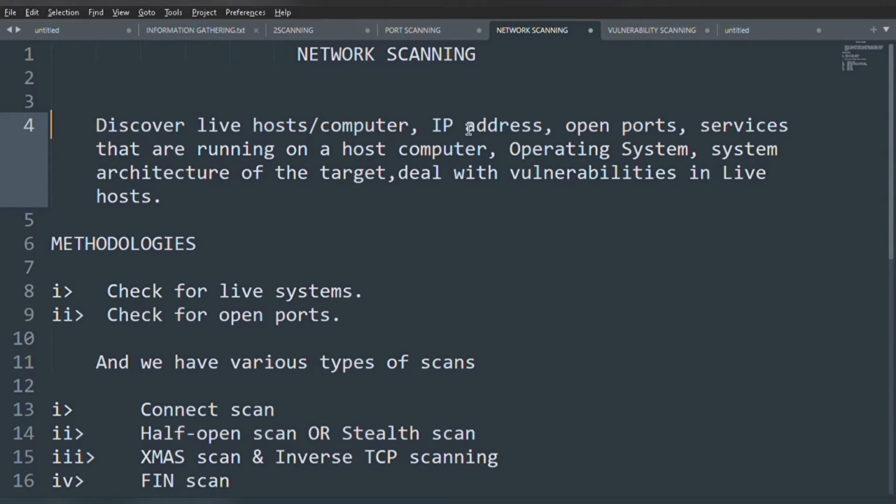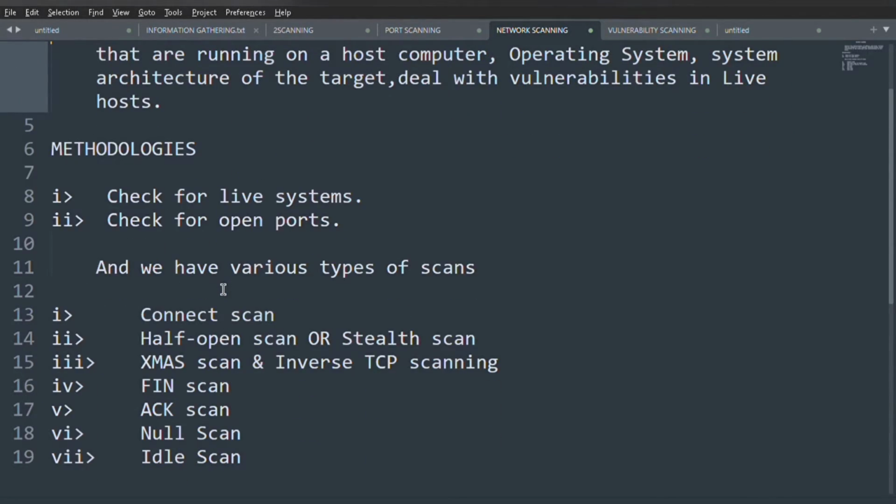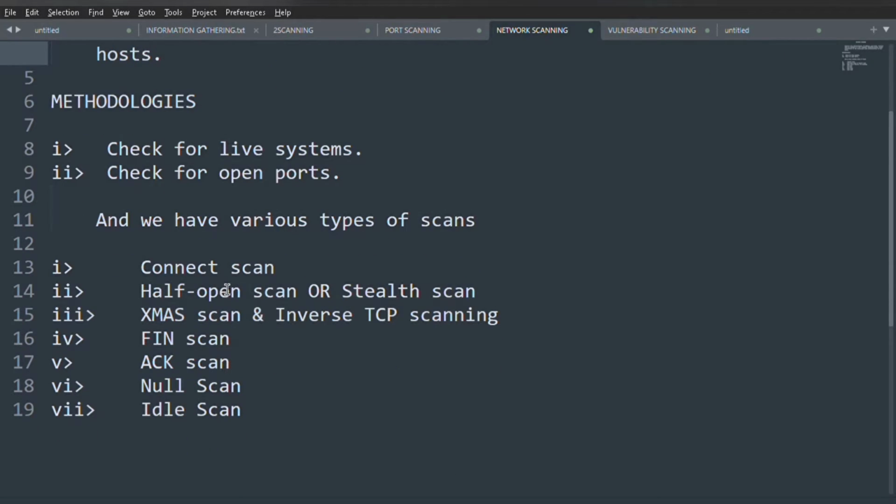Coming to network scanning methodologies, it is used to check for live systems and open ports, and we have various types of scan. First one is connect scan, second is half open scan or stealth scan, third is xmas scan or inverse TCP scanning, fourth is FIN scan, fifth is ACK scan, sixth is null scan, and seventh is idle scan. Don't worry if you don't understand these types of scans. We will discuss them in detail in upcoming videos.